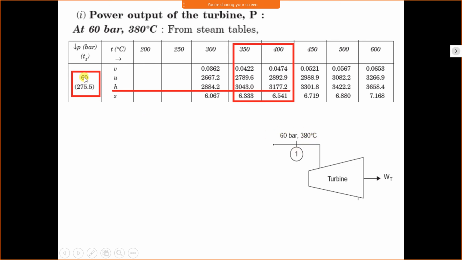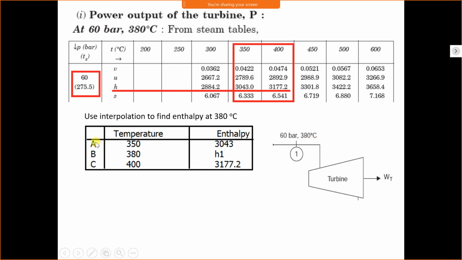Now at 60 bar, look at here whether 380 degrees Celsius temperature is given or not. Here 380 degrees Celsius is not given, 350 is given and 400 is given. If it would be 375, we would have taken the average of the enthalpies at 350 and 400. But here the temperature is 380 degrees Celsius. Therefore, we have to apply interpolation.